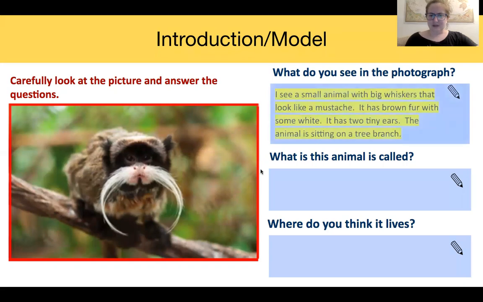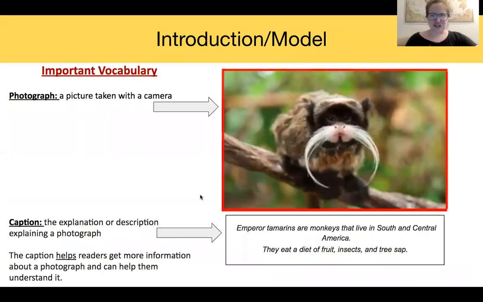Hmm. Well, I see a small animal with big whiskers that look like a mustache. It has brown fur and some white fur. It has two tiny ears, and the animal is sitting on a tree branch. I don't actually know what that animal is called, but luckily there is a caption that explains this photograph with a description. The caption helps readers get more information about a photograph and can help them understand it.